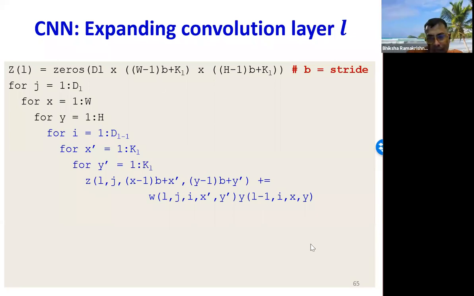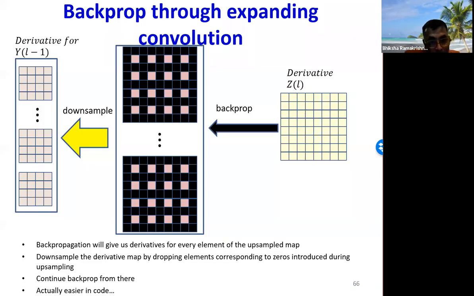So here is the pseudocode for the expanding convolution. I'm sort of looping through exactly as before. And then the only thing that happens is that when I fill in the z values, I'm striding. The z values have been initialized to 0. I'm striding on the output, not on the input. I'm striding on the output. That's the key component.